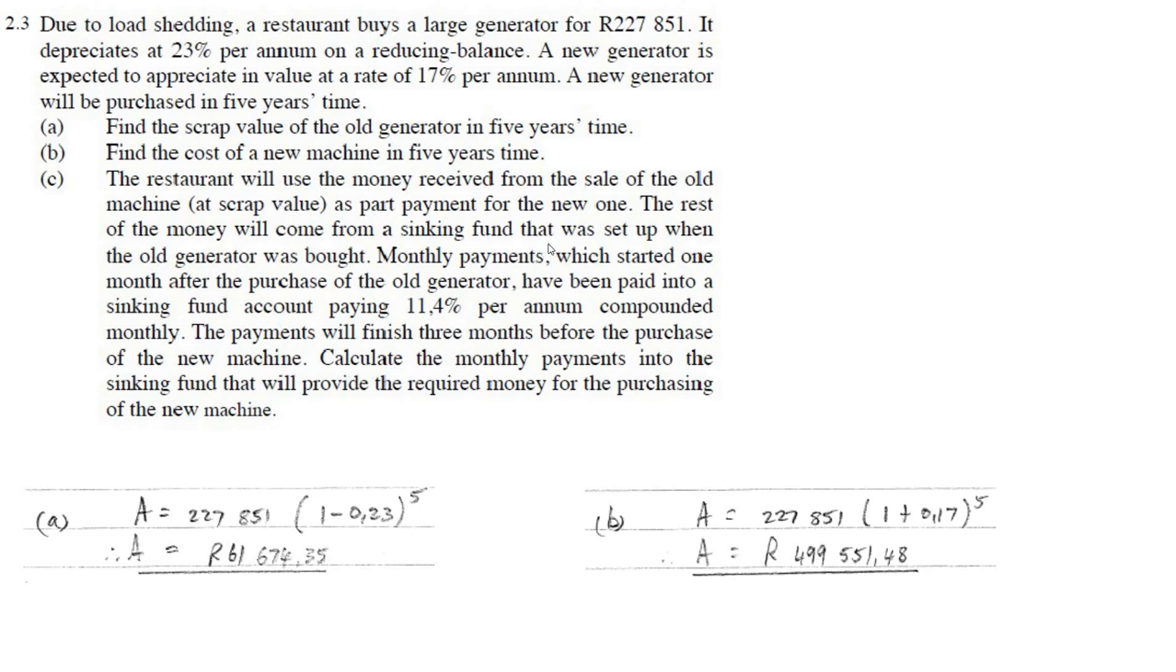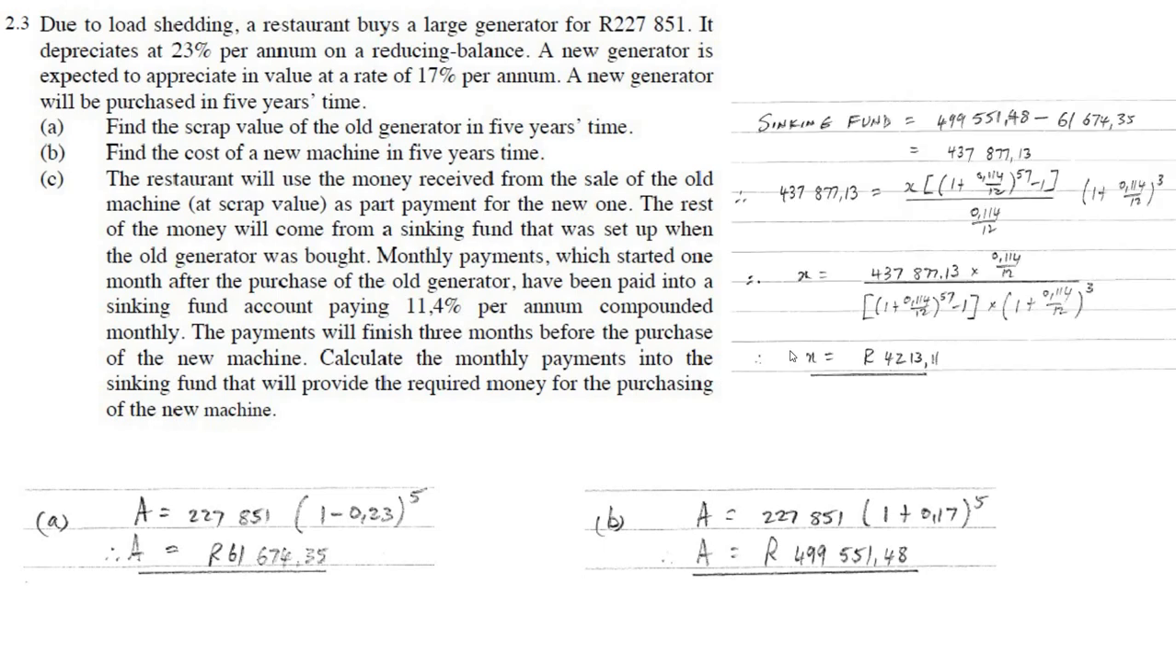So 3 months in 5 years' time, so it would be 60 payments, but we want to finish the payments 3 months before the purchase. Let's see what Mr. Autry did. So he did 3 less than 60 is 57 minus 1. Okay, so there's the money of the 57 payments up until then. But we're just going to finish making the payments. Then we're going to let that sit for another 3 months at the same interest.